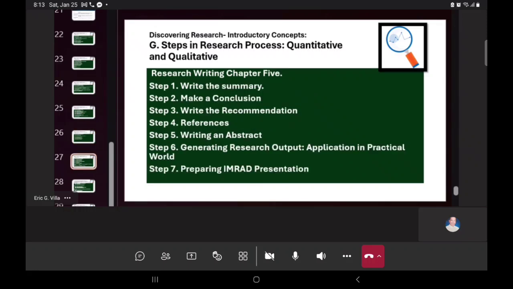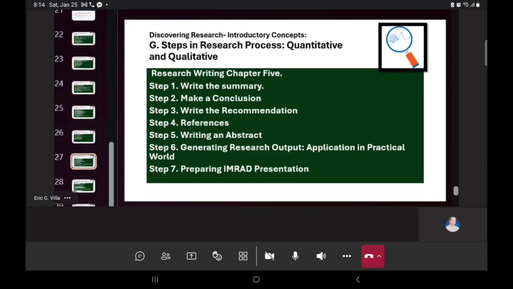Research writing, chapter 5. This involves summary development for step 1, wherein the research writing process begins with crafting a comprehensive summary that distills the entire research into its essential elements. This summary captures the key findings, methodology, and significance of the study while maintaining clarity and conciseness.